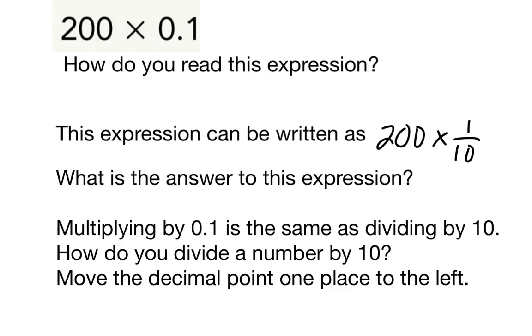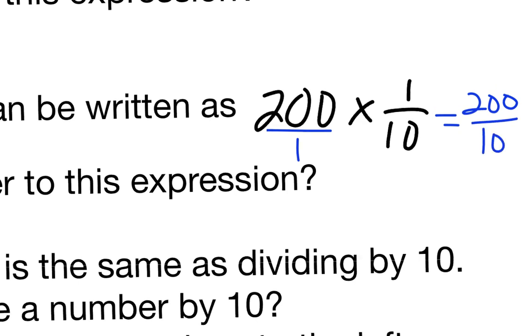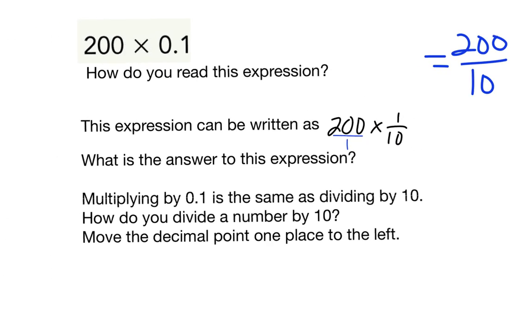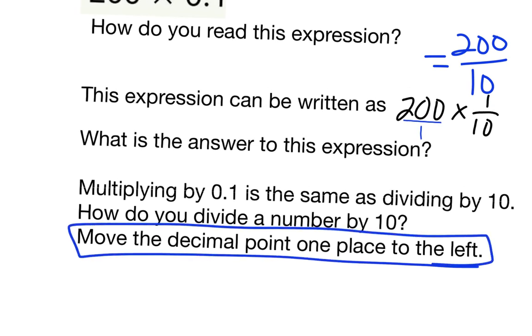So another example here, we have 200 times 1/10. So this expression we could write as 200 times 1/10, and multiplying by 1/10 is the same as dividing by 10. Again, if we multiply across, this would be like 200 over 10, so 200 divided by 10, dividing by 10, and then like we talked about a minute ago, our decimal point would get moved 1 place to the left. So that would become 20.